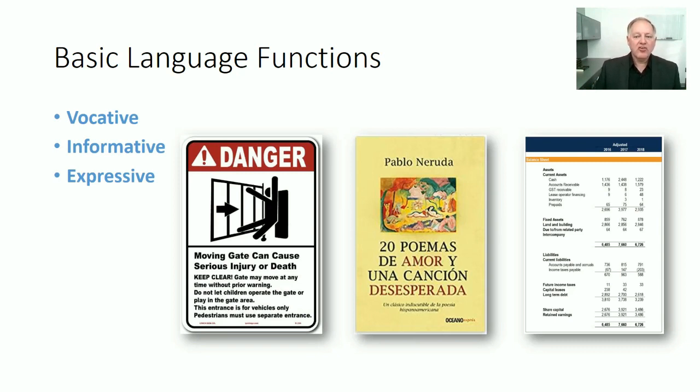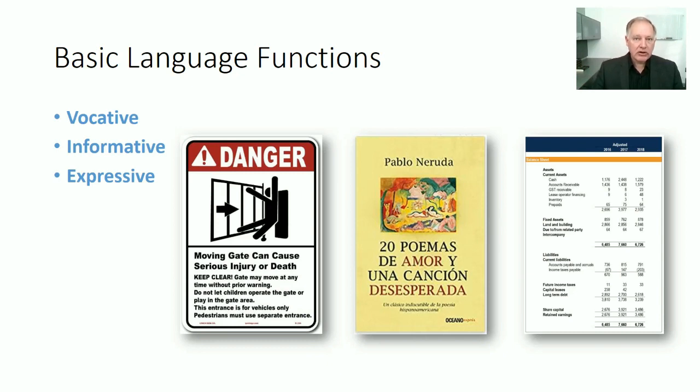What about a book of poetry, like the middle image here, right? 20 poemas de amor y una canción desesperada, a very famous volume of poetry by the Chilean poet Pablo Neruda. What do you think is the primary or dominant language function? Which one did we say we could also call artistic or creative? Expressive, because in that language function, the author is expressing his or her emotions, ideas, and experiences.